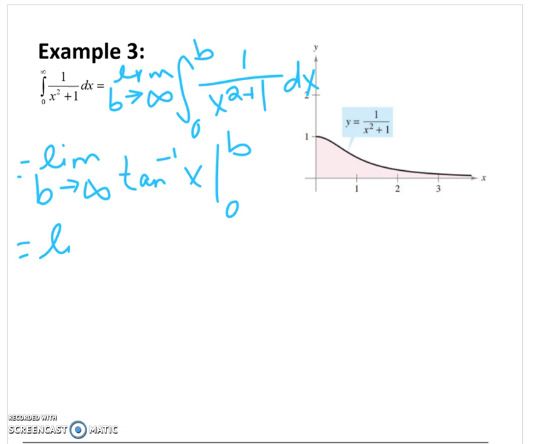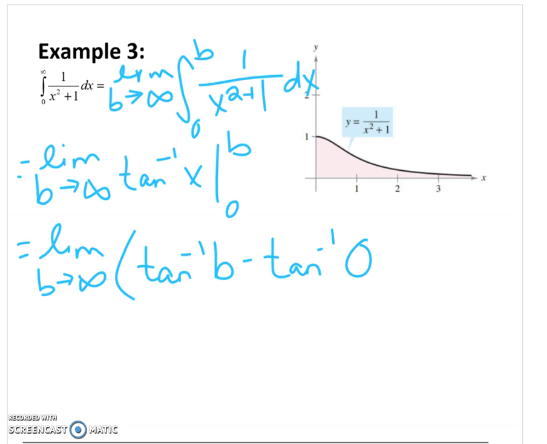So that becomes the limit as b goes to infinity of inverse tangent of b minus inverse tangent of 0. So remember, with inverse tangent, we're finding the angle that has that tangent value. So with inverse tangent of 0, the angle that has a tangent of 0 is 0. So this goes to 0.